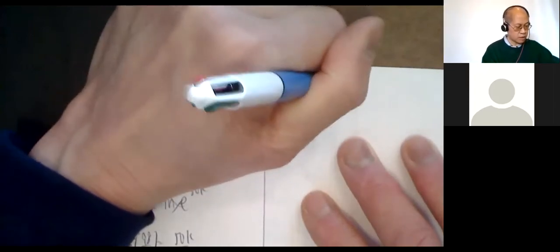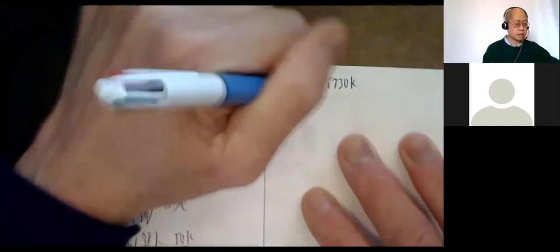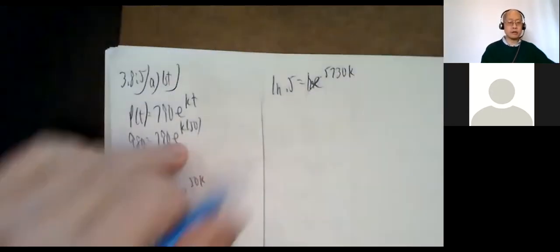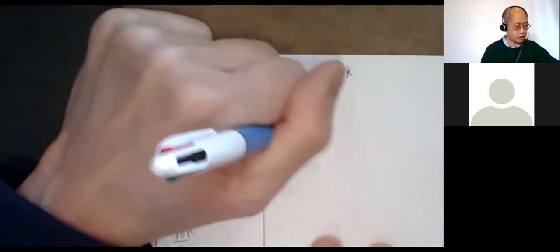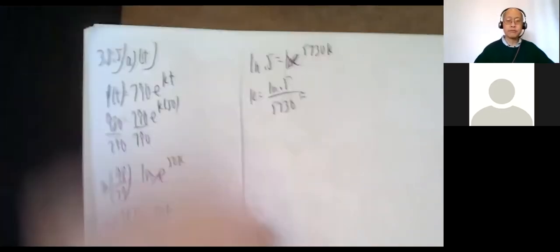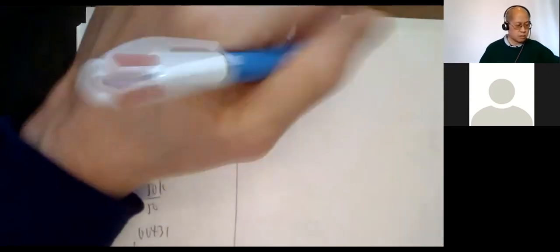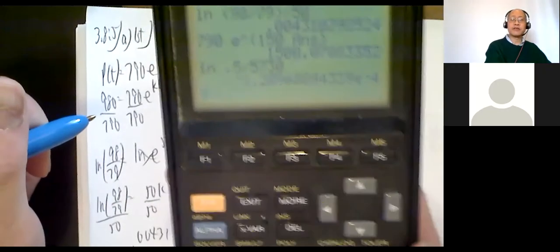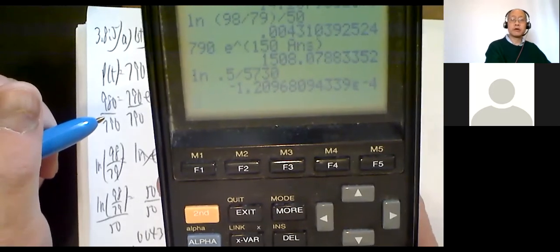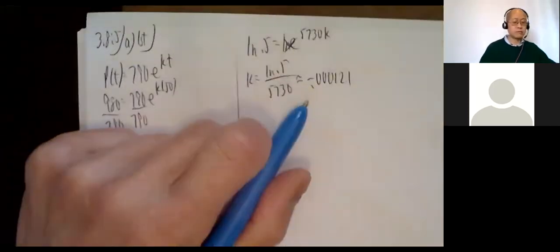ln 0.5 equals 5730k, ln cancels out here. So k is ln 0.5 over 5730, approximately negative 0.000121. On my calculator, it shows in scientific notation, negative 1.21 times 10 to the negative 4, which means that.